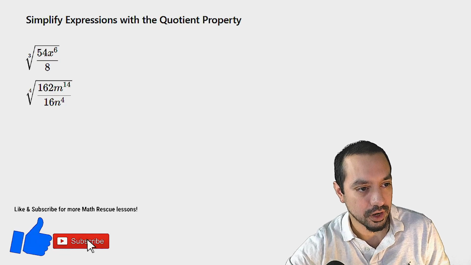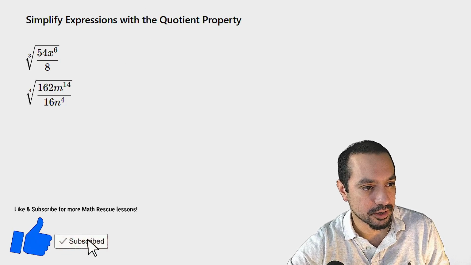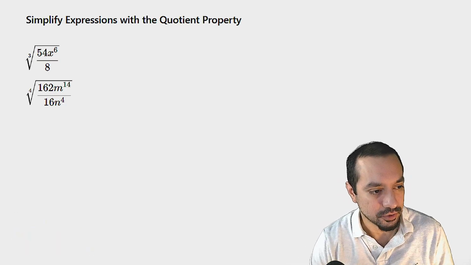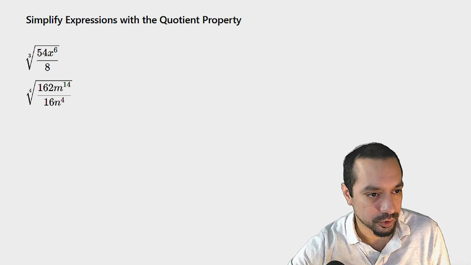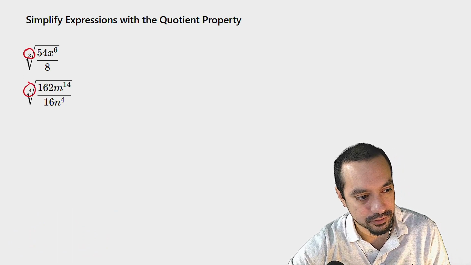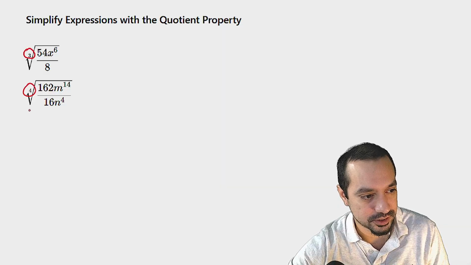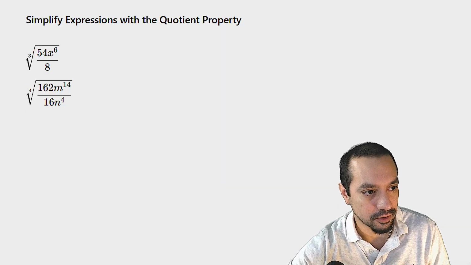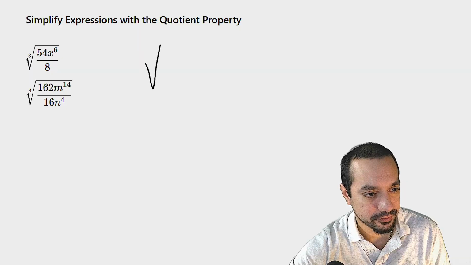Alright, so let's take a look at our two expressions here. We have a cube root. A cube root has an index of 3, and we also have a fourth root. So let's start with our cube root.